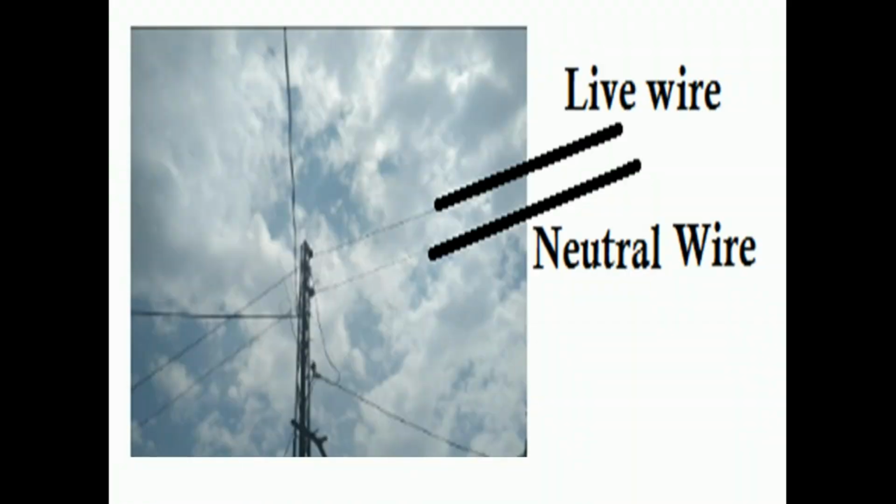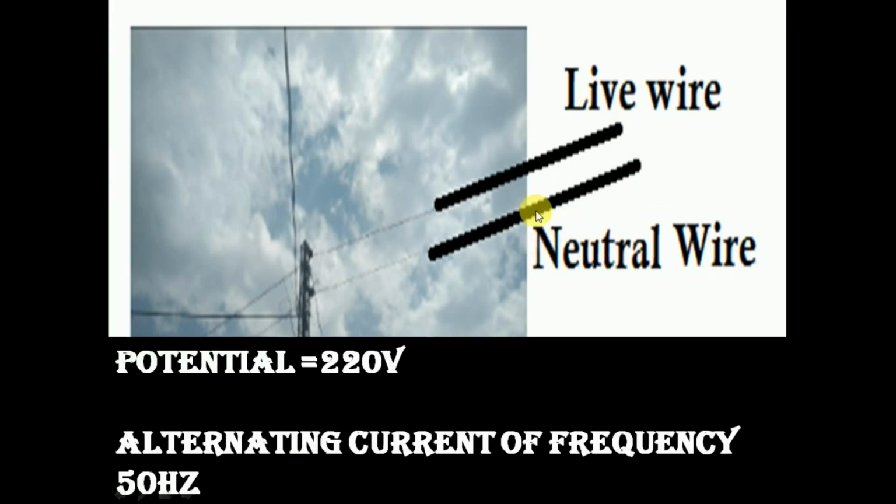Okay, welcome back to the class. So this is the electric pole that we have seen outside, and there were two electric wires, and the name of one wire is live wire and another one is neutral wire, and live wire is more dangerous than the neutral wire. So at our houses we get a potential of 220 volt and we get alternating current of 50 hertz.